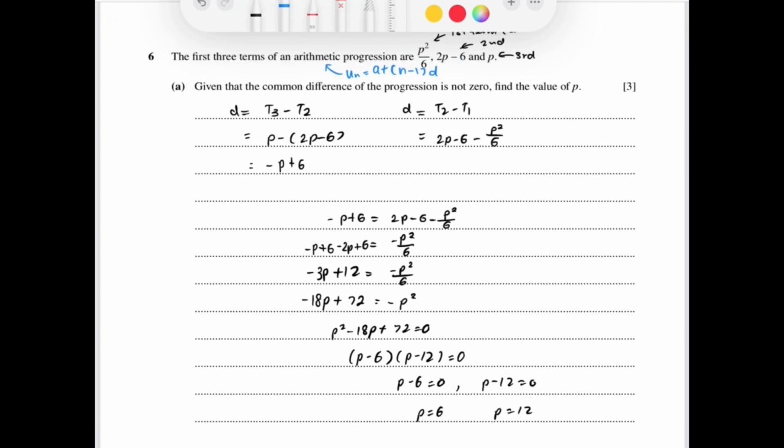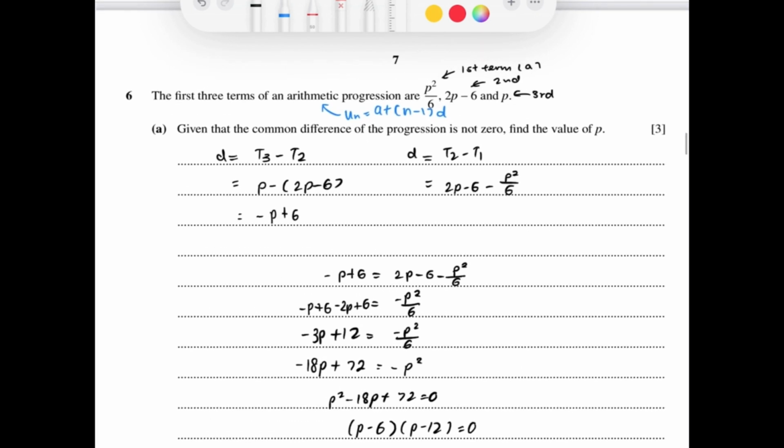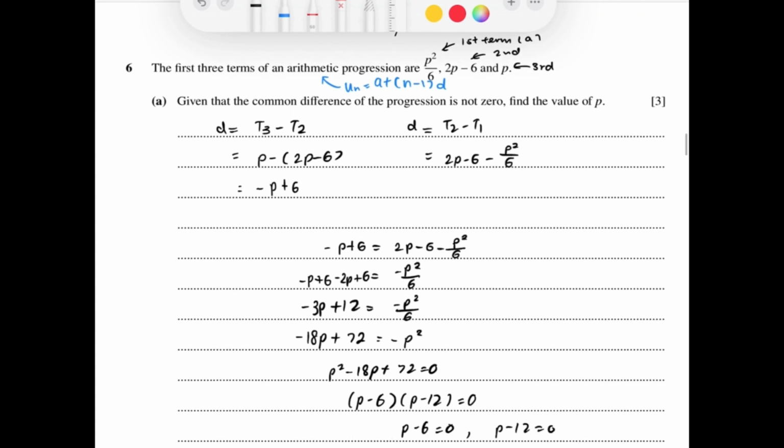Question 6, the first three terms of an arithmetic progression are these. Given that the common difference of the progression is not 0, find the value of p. Arithmetic progression, very easy. We are given the equations to use for arithmetic progressions and geometric progressions in MF19, and I wrote it down there for you to see.